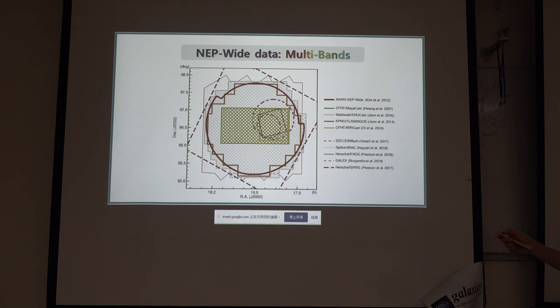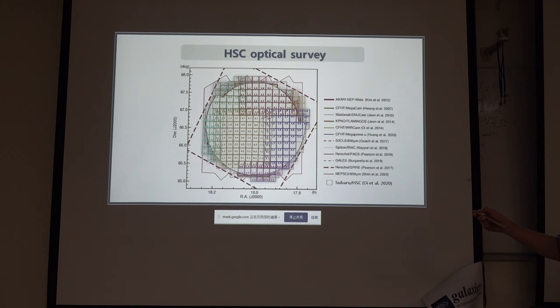Also we have additional supplementary data covered by ground-based telescopes as well as space telescopes like Spitzer and Herschel. But most importantly, the entire NEP wide region is covered by the HSC data. These small boxes represent the small patch regions observed by HSC.